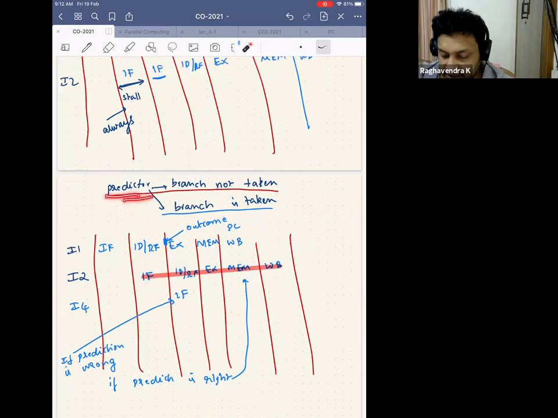Did everybody understand why in this particular architecture branch is taken does not make sense? If you have questions, feel free to ask me. So in this pipeline, it does not make sense if I do a branch is taken.